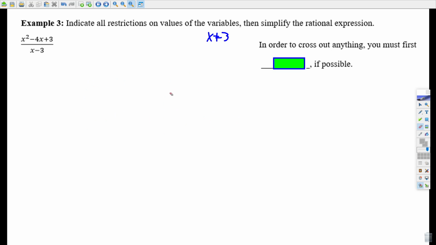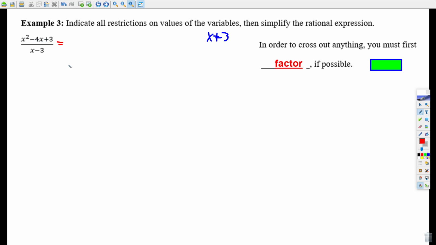So that does not work with these problems. So the question is, how do we make things be multiplied together only to cross stuff off? The only way to do that is to fill in this blank over here. In order to cross anything out, first you have to factor if possible. So now you have to know all the forms of factoring to do this.